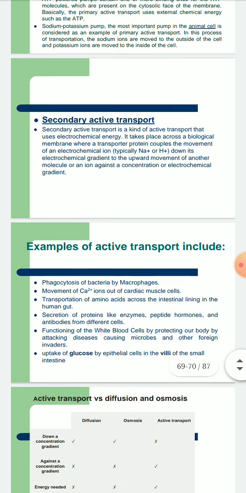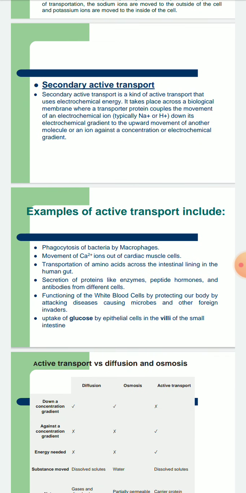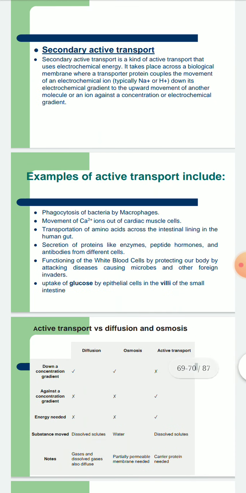It takes place across a biological membrane where a transporter protein couples the movement of an electrochemical ion, typically sodium or hydrogen, down its electrochemical gradient to the upward movement of another molecule or ion against a concentration or electrochemical gradient. So the transporter protein couples with the ion and helps in the upward movement of another molecule against the concentration gradient.